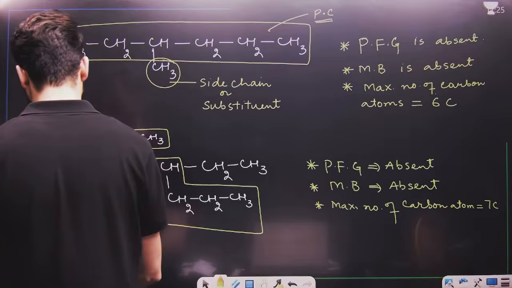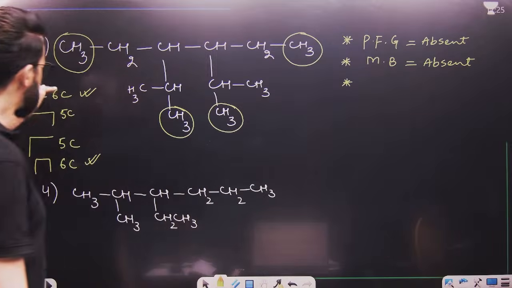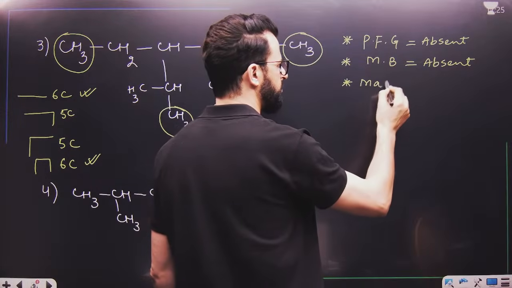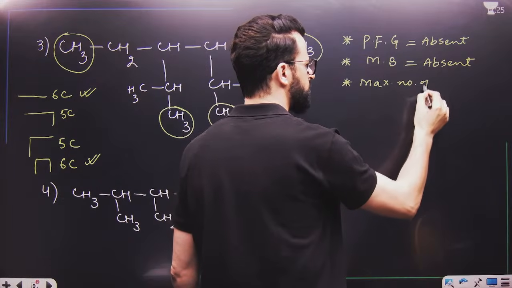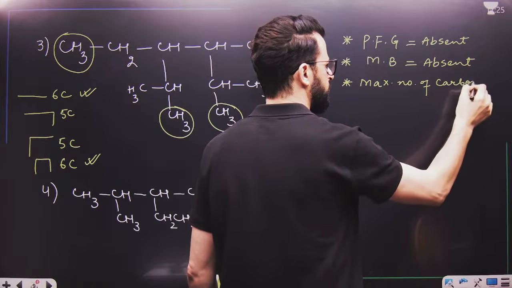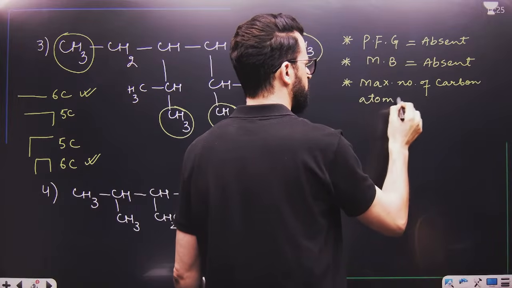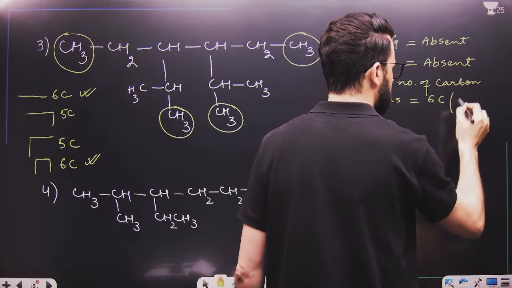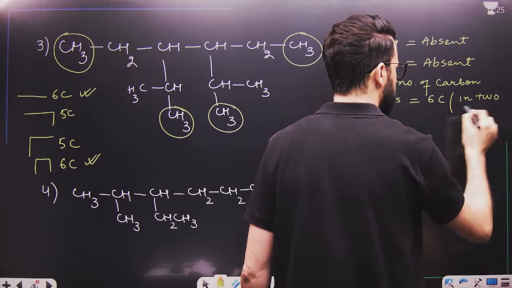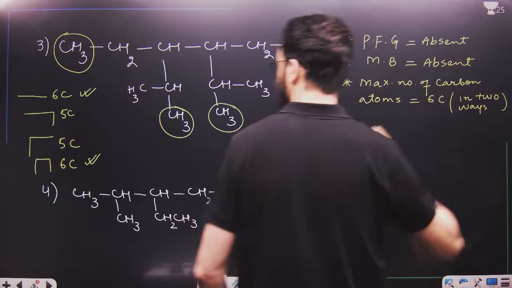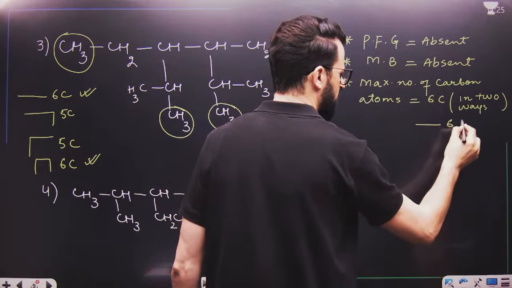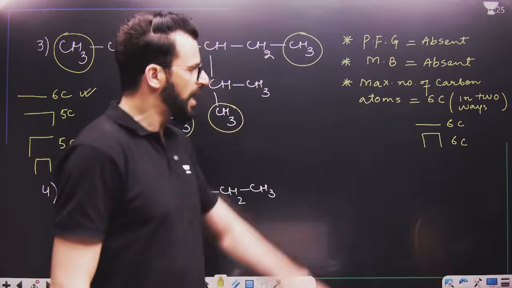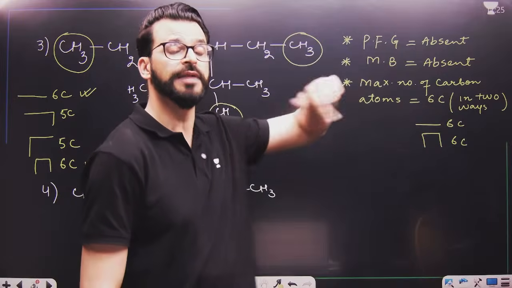Have a look. So either this is the parent chain or this is the parent chain. That means the maximum number of carbon atoms is 6 carbons, but it is possible in 2 ways. Number one is in this fashion, there are 6 carbons, or number two is this one, there are 6 carbons. Now, how to distinguish these with the help of the number of substituents?